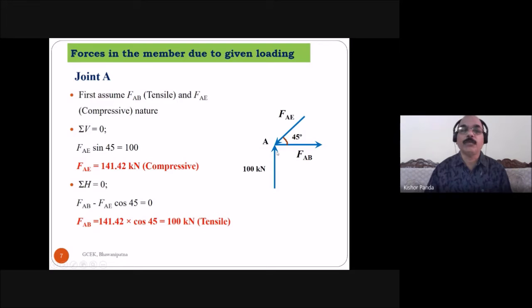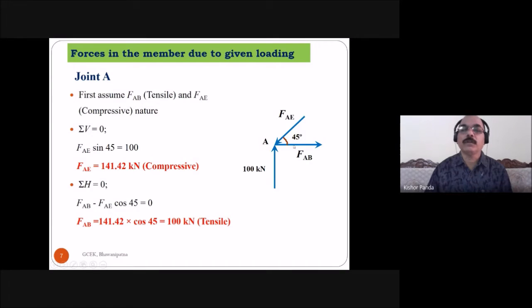Then take the summation of horizontal force is equal to 0. So here you see this is the member AB, and the force in the member AB is FAB. This is tensile nature. And you take this inclined force FAE. So you take the horizontal component of this force, FAE cos 45. This arrow mark is right side, and this arrow mark is left side. So FAB minus FAE cos 45 is equal to 0. Then you can find out FAB is equal to 141.42 into cos 45 is equal to 100 kilonewton tensile.